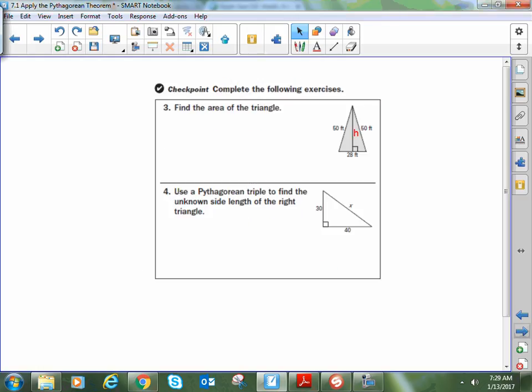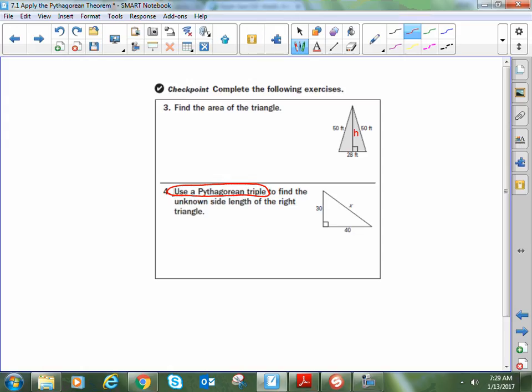So go ahead and find the values of these two final problems that we're going to be looking at. And again, this last one says use the Pythagorean triple. I don't care if you use a Pythagorean triple, I just want you to be able to find the unknown side and then be able to tell me whether or not it would be a Pythagorean triple. So go ahead and pause the video, answer these questions, and when you're done, hit play. Check your answers with mine.